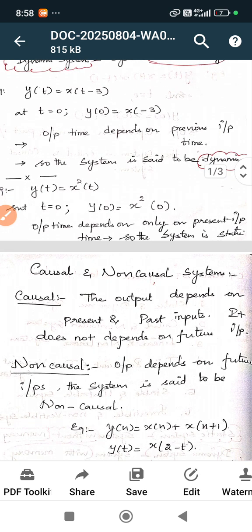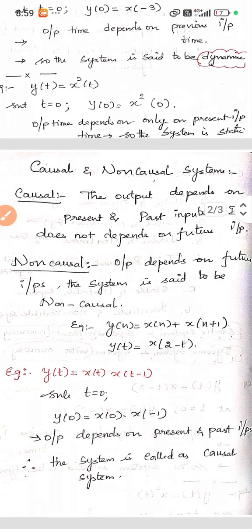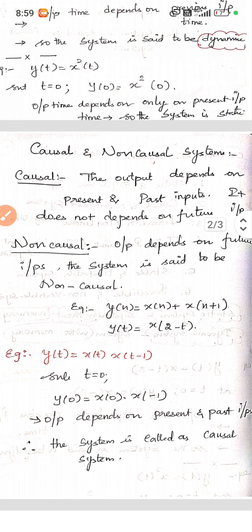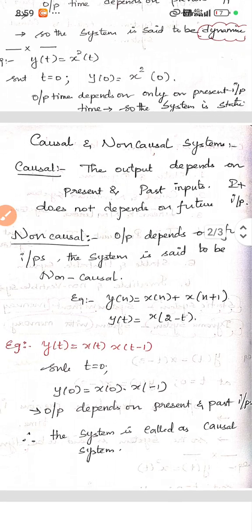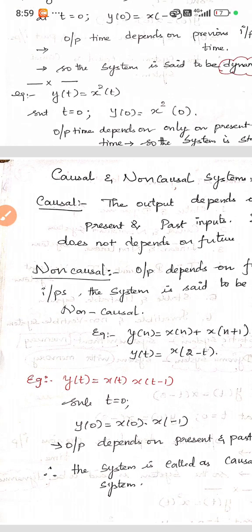Next is about causal and non-causal systems. A causal system is one whose output depends on the present and past inputs. A causal system does not depend on future inputs; it depends only on the present and past inputs to give the output. For a non-causal system, the output depends on future inputs.